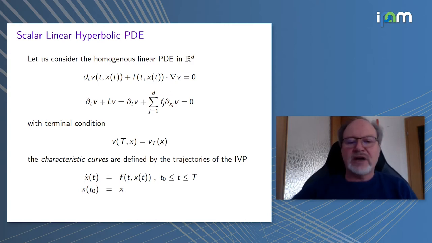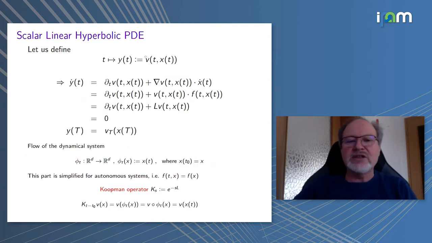And now we use the method of characteristics. We are looking for curves, or trajectories, which solve the ODE: x dot is equal to the drift term, with the initial condition x. So this is a curve in the state space. And it's known that if we now consider the function V at time t and at the state x at time t, that's a function in t, then we are moving along the trajectories, and the solution of this hyperbolic PDE is constant along these characteristics.